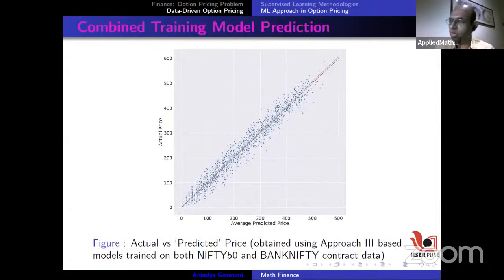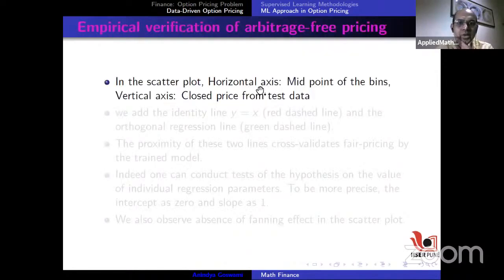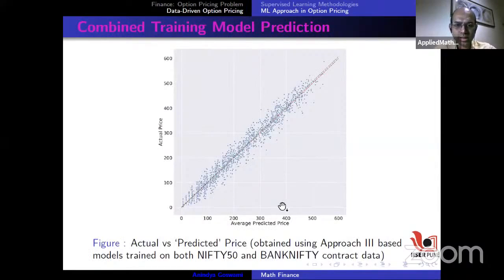Now, another very important question, what everybody would talk about when option pricing comes, that is about arbitrage. So what is the meaning of arbitrage-free pricing in this context? Here first we look at this graph. This is a graph we have obtained by plotting on the horizontal axis the midpoints of the bins, and on the vertical axis the close price from the test data. So both the prices, predicted and actual. Then we see this type of scatter diagram, and then one can draw straight lines: the Y equals X line, that is the red line, and the green line is the orthogonal regression line.